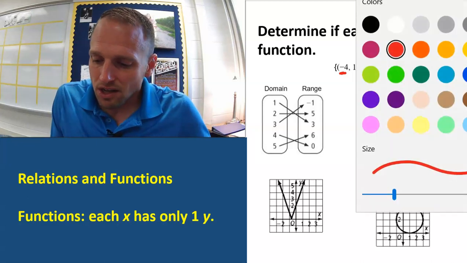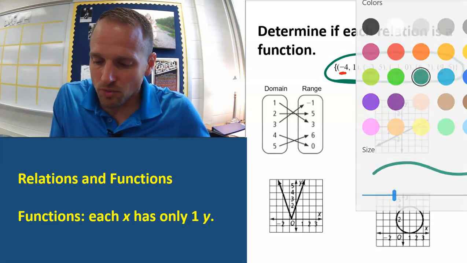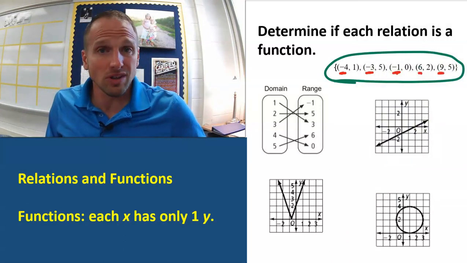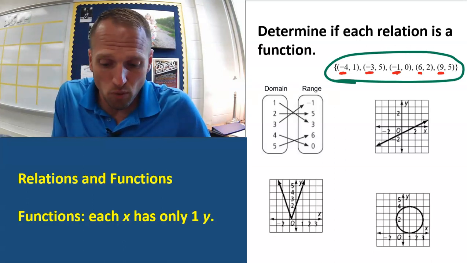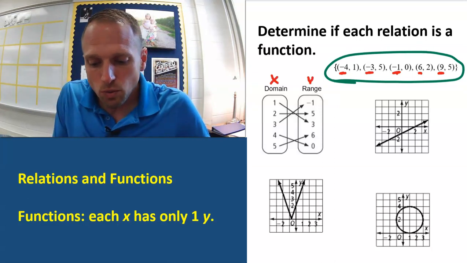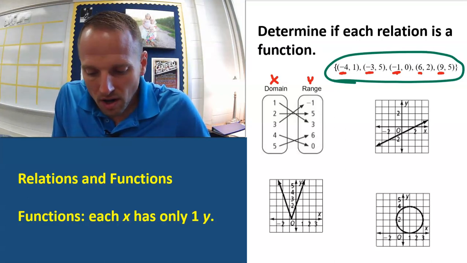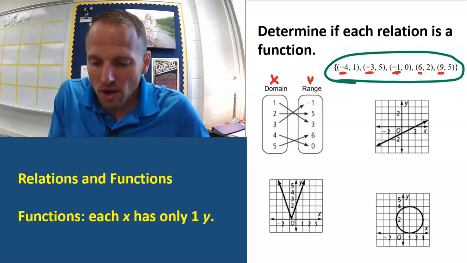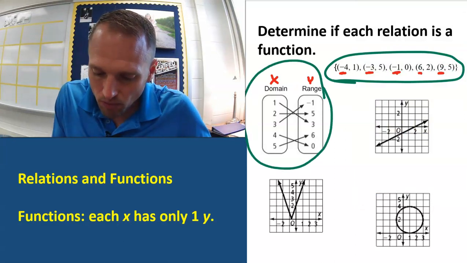So let's circle our functions in green. This one is going to be a function. Now let's look at the next one. Do any of those x's repeat? Are any of those times when we put in a number for our x, our domain, and we get out a different number for our range? Well, first one is 1, 3, and then 2, 5, and then 3, -1, and 4, 0, and 5, 6. None of these x's repeat, so this one is also a function.